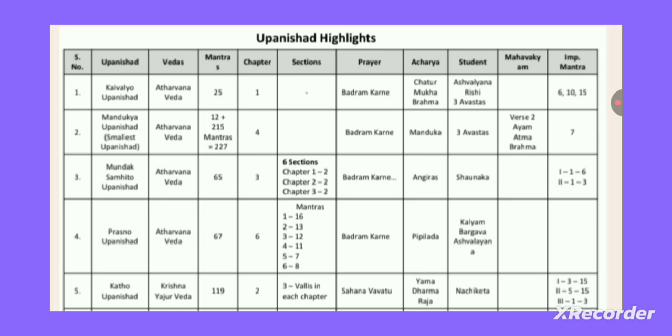And coming to the fourth one, Prashna Upanishad. Prashna Upanishad is also from Atharvana Veda. It is a question and answer Upanishad. That's why it is called Prashna Upanishad. The teacher of Prashna Upanishad is Pippalada. And there are 6 disciples who are the students of this Upanishad.